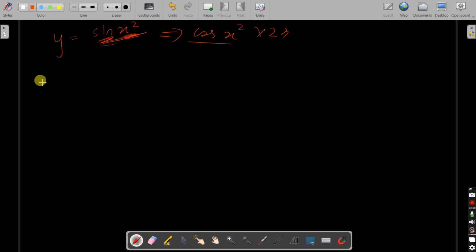Now let's take a second example. y is equal to cos x cubed. What will be the answer of this? So dy by dx will be the differentiation of this cube. This becomes minus sin x cubed.